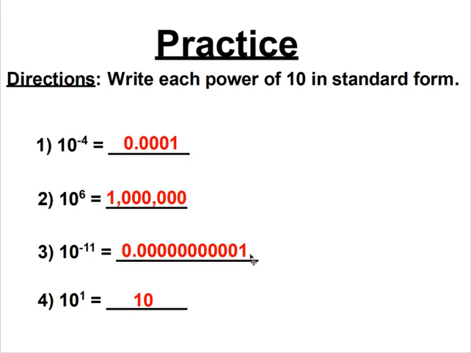Negative 11 means put a point after the 1 and jump it 11 spaces left. Negative means left, 11 means 11 left. So you got your point all the way here. And then 10 to the first power means you start with a 1 and you jump it 1 space to the right because it was positive 1. All right?